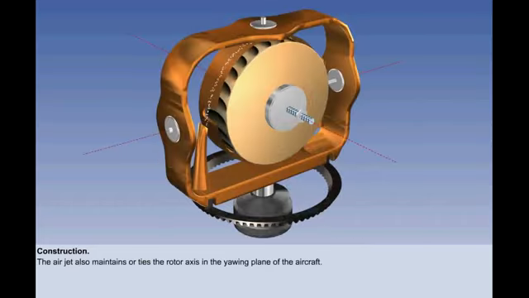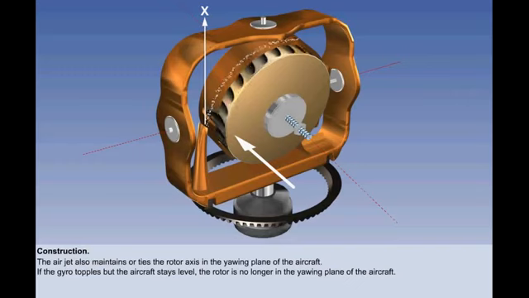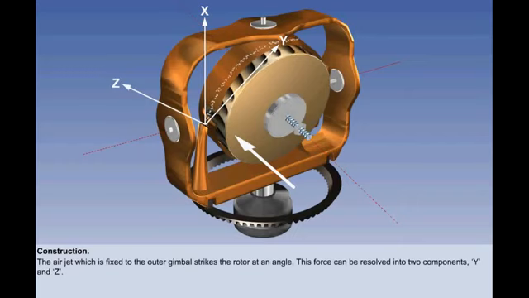The way it works is that so long as the rotor axis lies in the yawing plane, and therefore at right angles to the outer gimbal axis, the full force of the air jet will be used to drive the rotor. We will call this force X. If the gyro topples, but the aircraft stays level, the rotor is no longer in the yawing plane of the aircraft, or at right angles to the outer gimbal axis. As the air jet is fixed to the outer gimbal, the airstream now strikes the rotor at an angle. The resulting force can be resolved into 2 components, Y and Z.